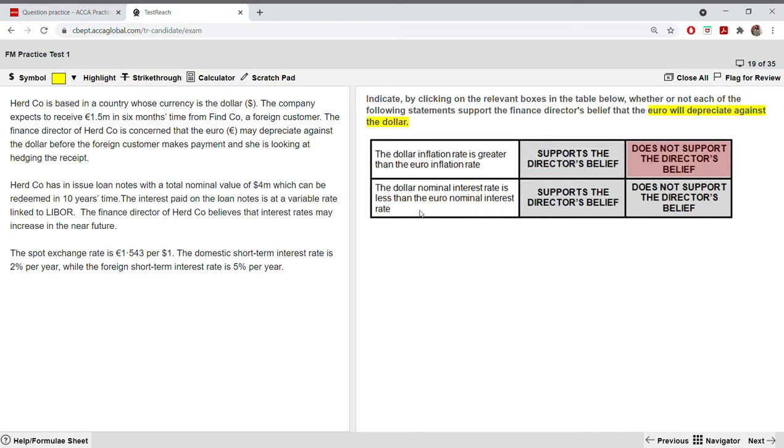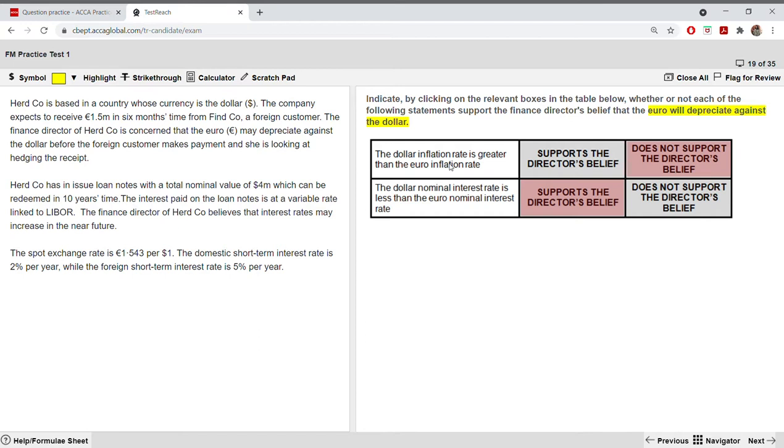Next, interest rate. They're talking about the interest rate of dollar and euro. What is this? Interest rate parity. The dollar nominal interest rate is less than the euro interest rate. It supports the director's belief. Why? Just look at the wordings. See, both inflation and interest work in the same way. If you have understood the inflation part, you have understood the interest part also. Inflation, interest, same. If the dollar inflation or dollar interest both are higher, that currency will depreciate.